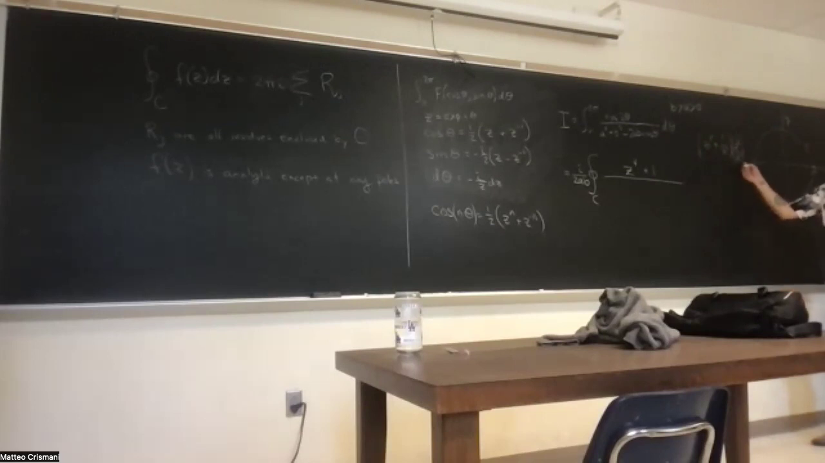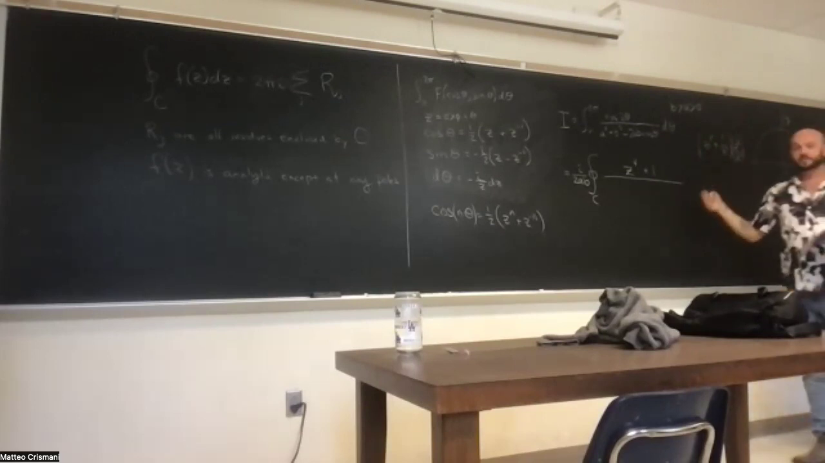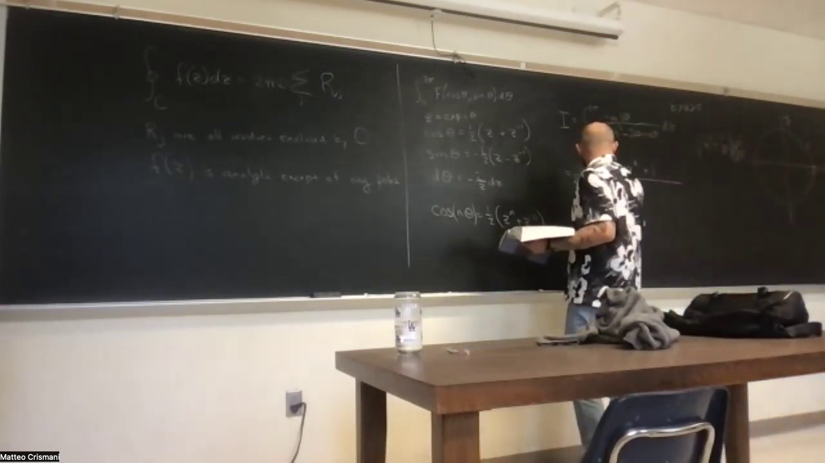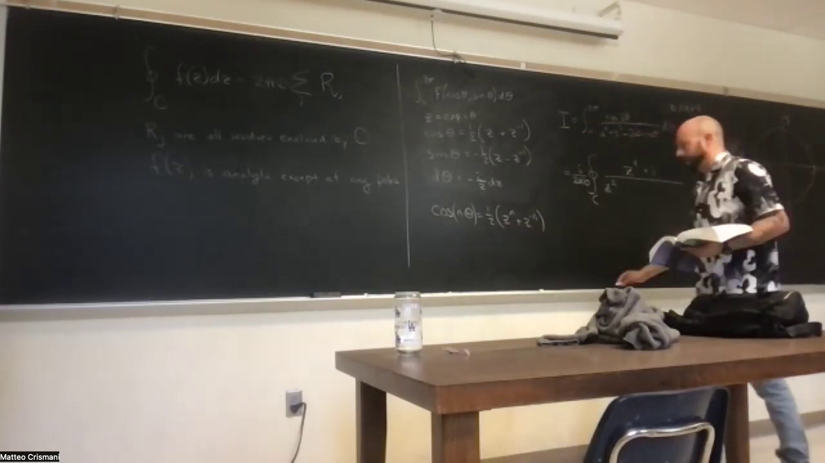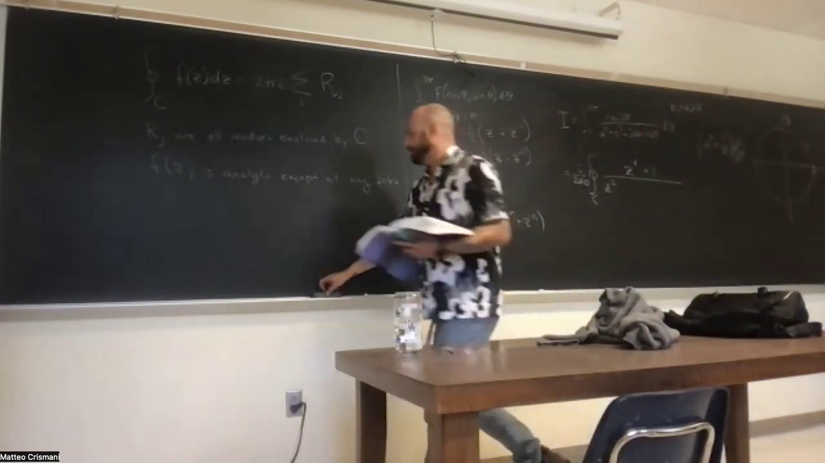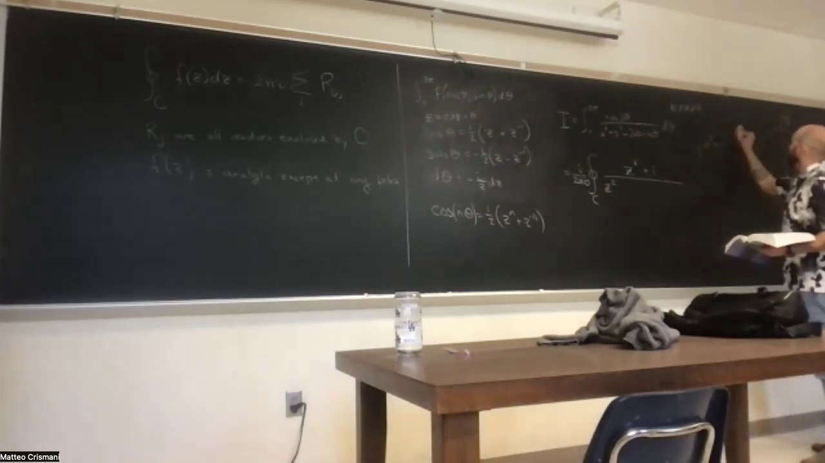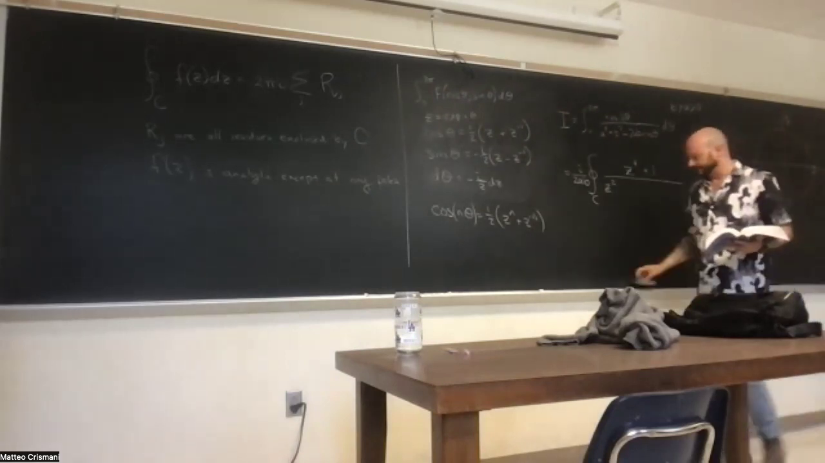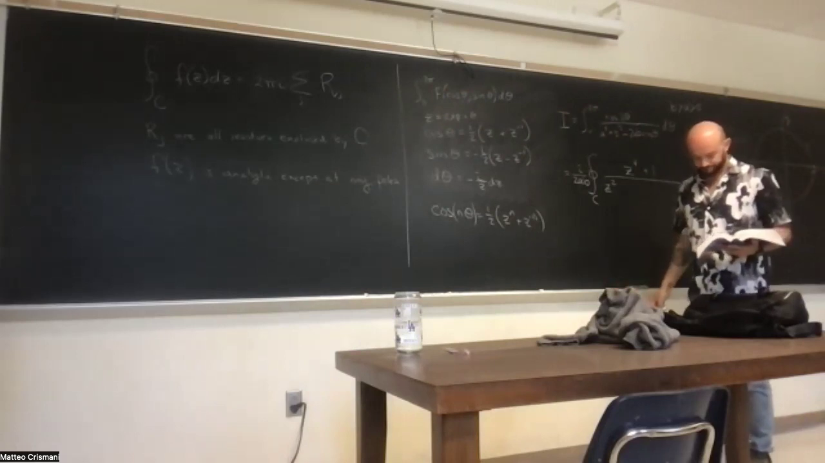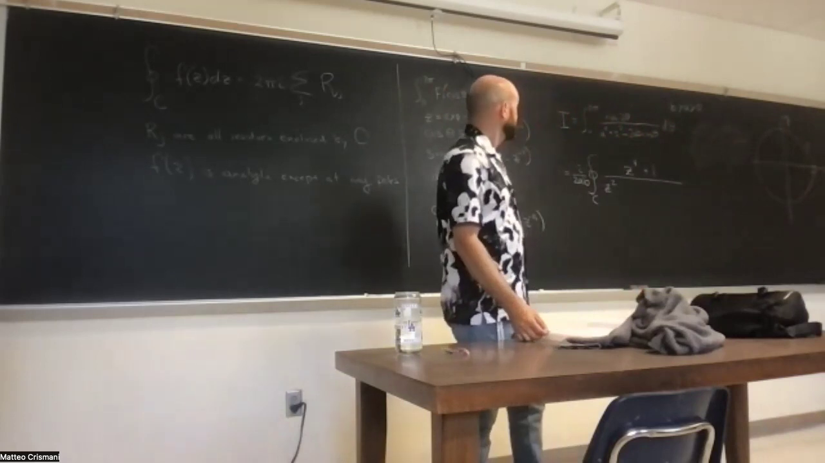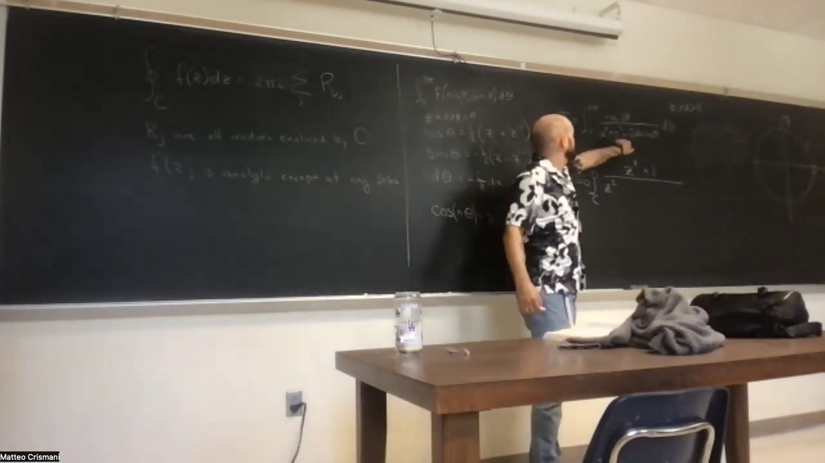Okay. So now this one comes out. Where does this live? I'll let you do the other two. The z squared on the bottom makes sense. So we got a z squared on the bottom. What else do we have? What does this look like?